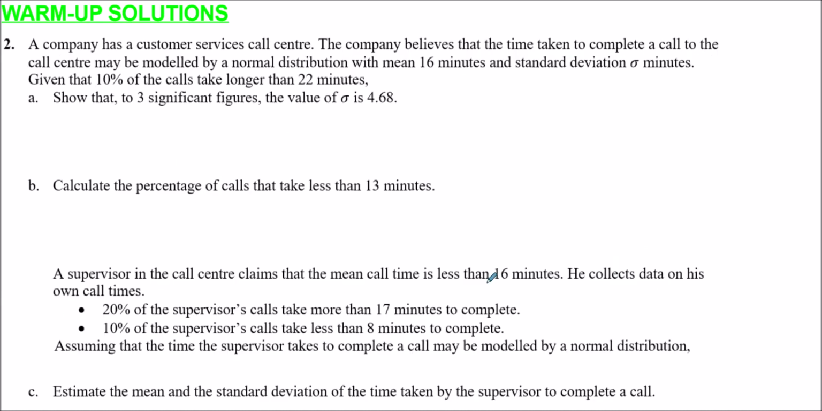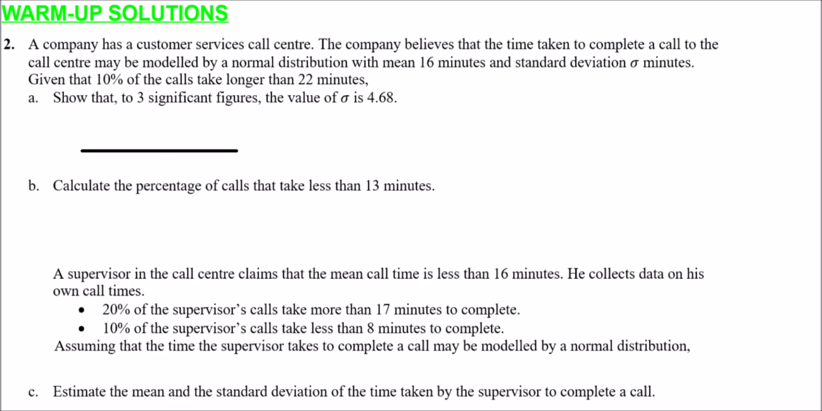Number 2. A company has a customer service call centre. The company believes that the time taken to complete a call to the call centre may be modelled by a normal distribution with mean 16 and standard deviation sigma. Given that 10% of the calls take longer than 22 minutes, we need to show that to 3 significant figures, the value of sigma, the value of the standard deviation, is 4.68. So first of all, let's just draw this out.